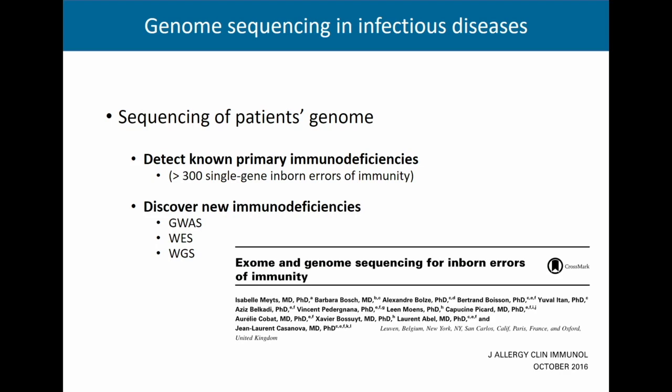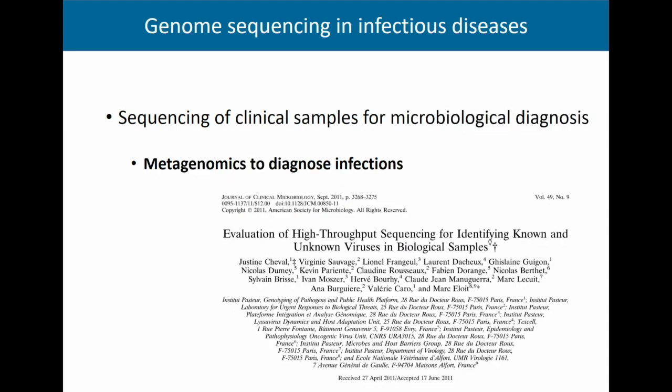The sequencing of patients' genomes in the context of infection: you'd like to detect known primary immunodeficiencies, and as you probably know, there are more than 300 single-gene inborn errors of immunity, and also discover new immunodeficiencies, either by GWAS, whole exome sequencing, or whole genome sequencing. And this is certainly an area in which, not only in research but in the clinics, genome sequencing is now being used and is going to be used even more in the future, as we have heard from the previous talk.